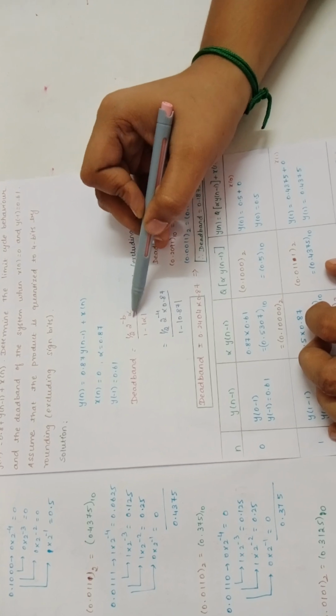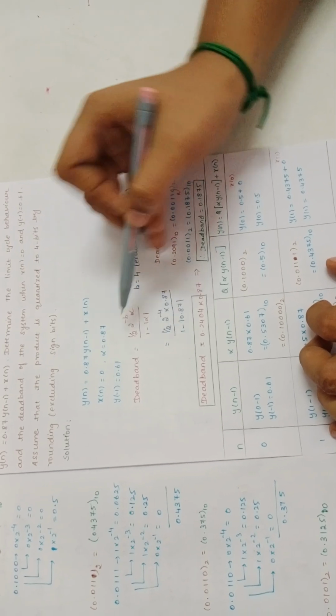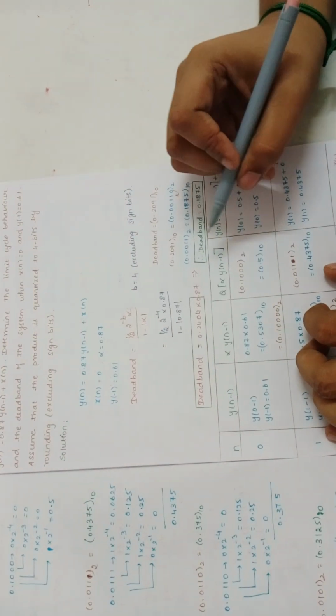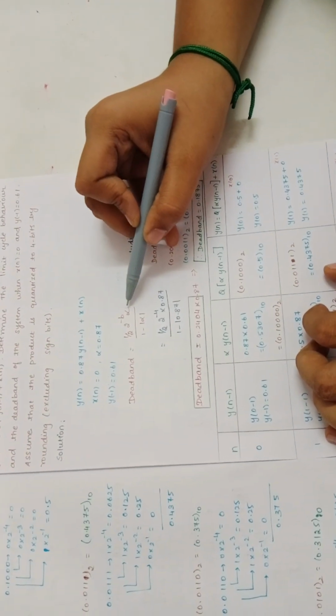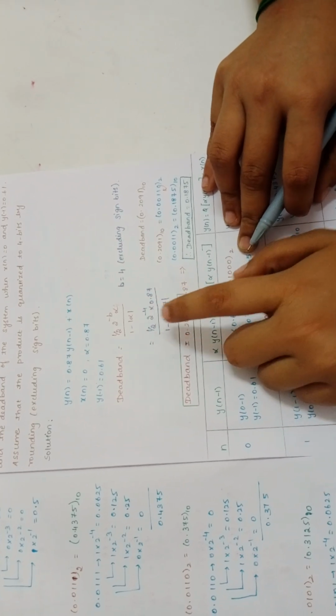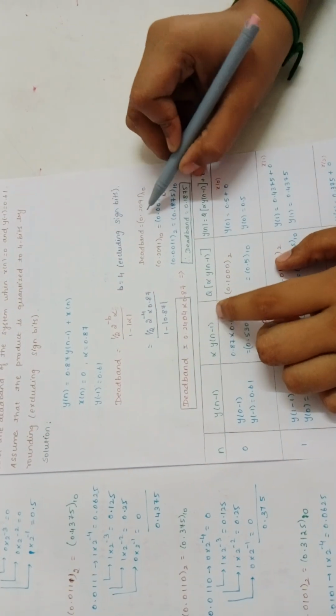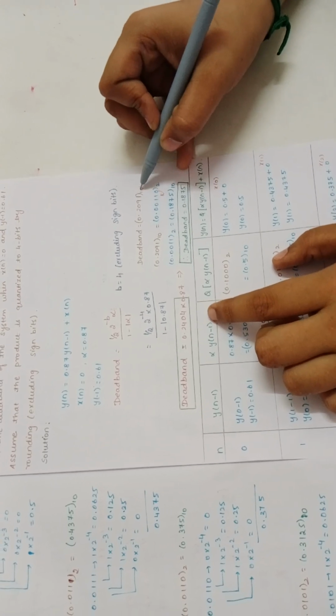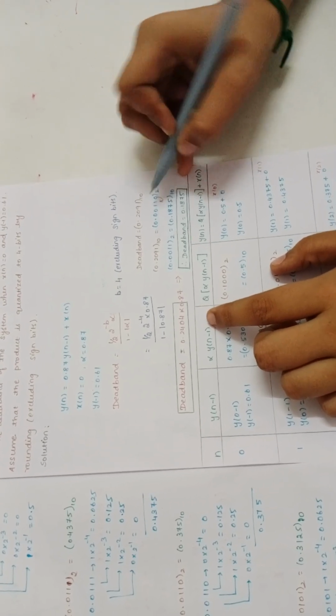Here we are multiplying the deadband with alpha because we are given the y of minus 1 value. So we are multiplying the deadband with alpha, and then substituting the values of b and alpha, we get 0.2091. So we have to convert this decimal value into binary.